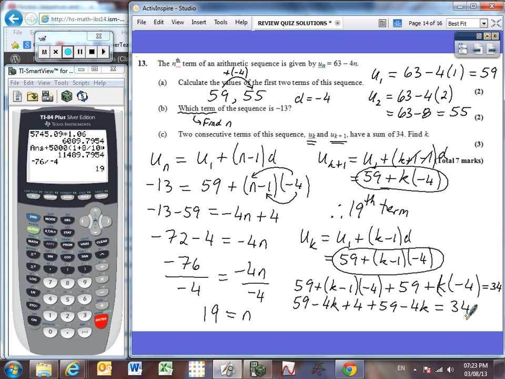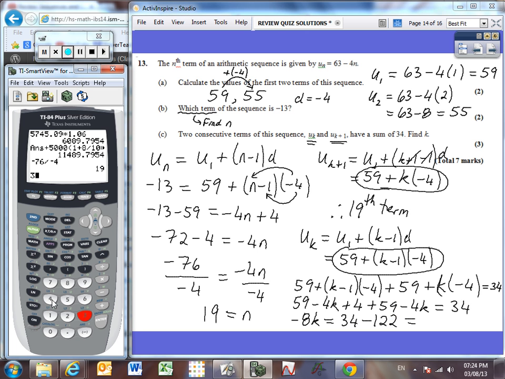On the left-hand side, I've got a total of negative 8k, and I've got a total of, let's see, 63 plus 59 is 122. Let's bring that over to the right-hand side. It becomes a negative 122. And 34 minus 122 gives me negative 88.